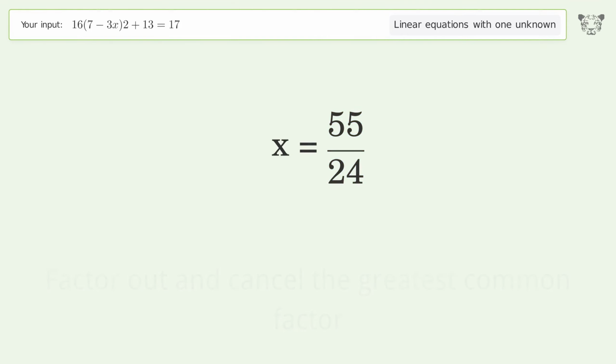And so the final result is x equals 55 over 24.